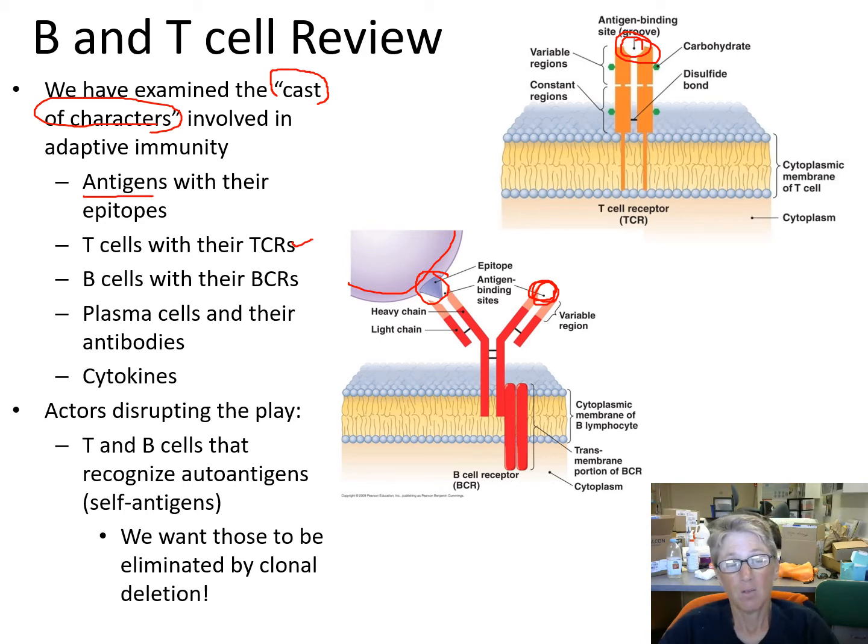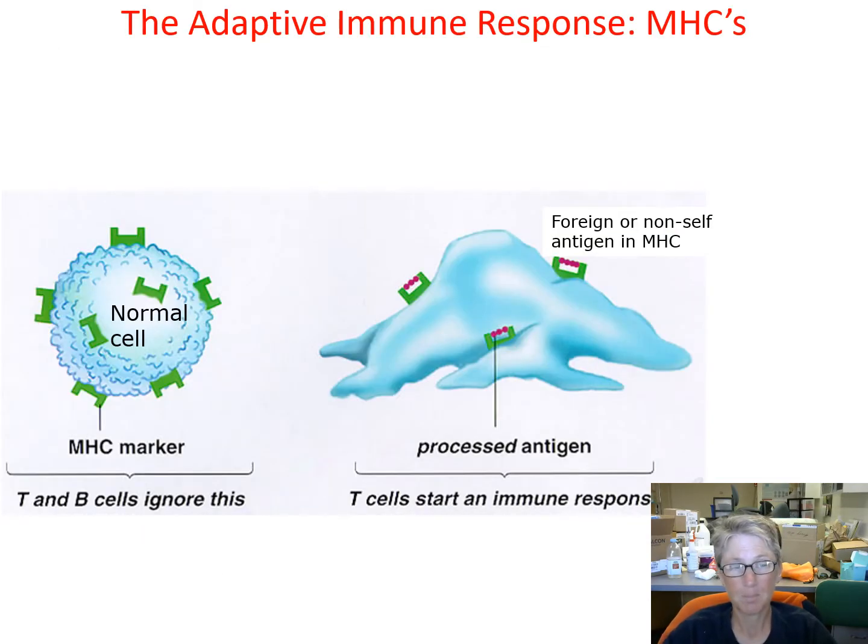T and B cells, if they went through their maturation process and should have died off but didn't, and they can recognize autoantigens or self-antigens, and then they can destroy those cells that have the autoantigens on them, then that would be a disaster, and that would be an autoimmune disease.